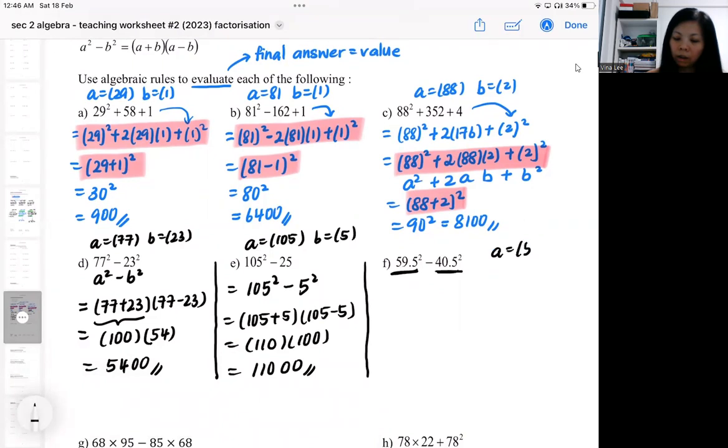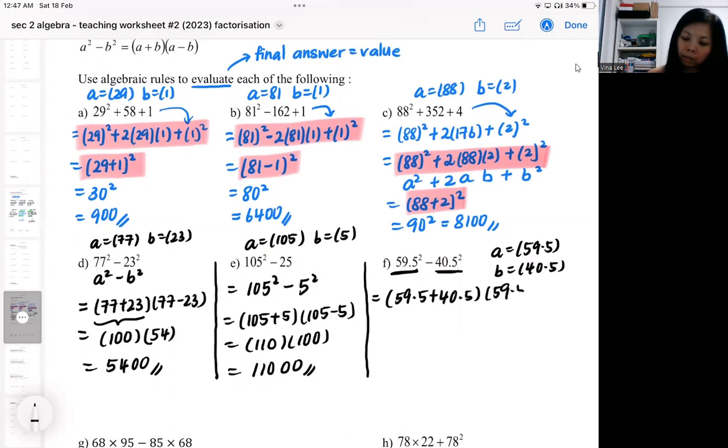A is 59.5. B is 40.5. So directly, A plus B, and then A minus B. The first bracket actually gave you a nice answer. The second bracket, maybe not so nice. Okay, so that is 19.